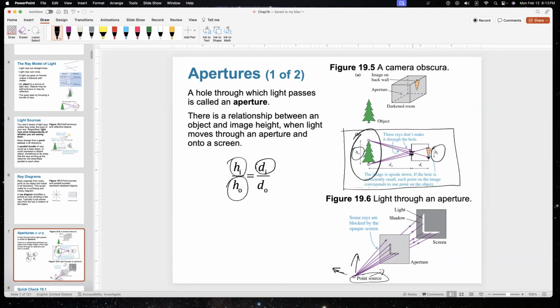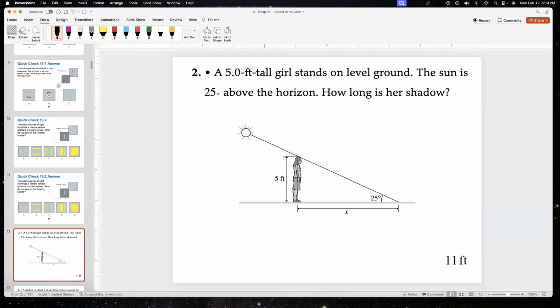So a few questions for you guys to look at on your own. Here is a problem we're going to solve together. It's very simple at the beginning, just understanding straight rays of light, okay? So a 5 foot tall girl stands on level ground. The sun is 25 degrees above the horizon, okay?